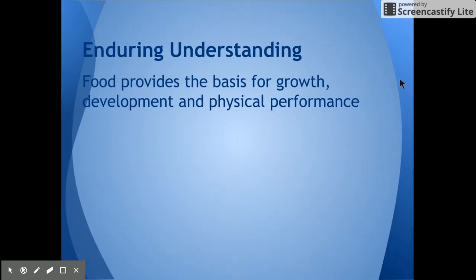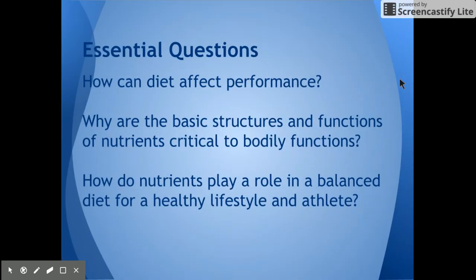Okay, so the enduring understanding here is that food provides the basis for growth, development, and physical performance. What we really want to focus our energy on is how diet can affect performance, and what the basic structures and functions of the nutrients are, not the parts of the body that process the nutrients. We really want to know, on the biochemical level, what the nutrients are made up of, what they do, and how they function within the body.